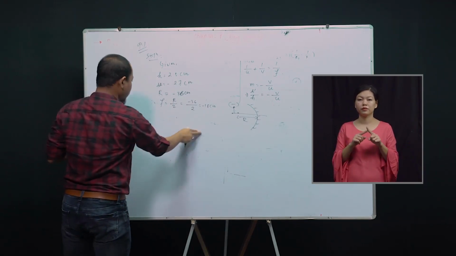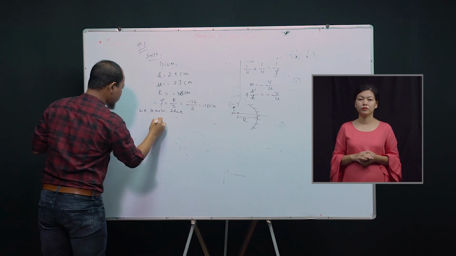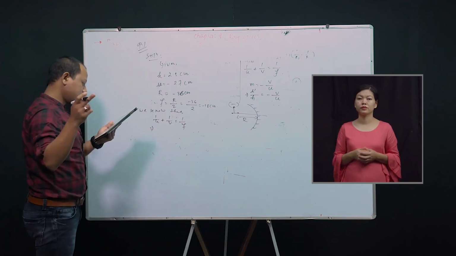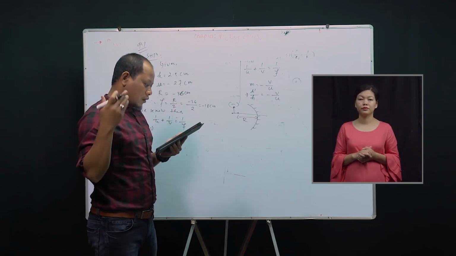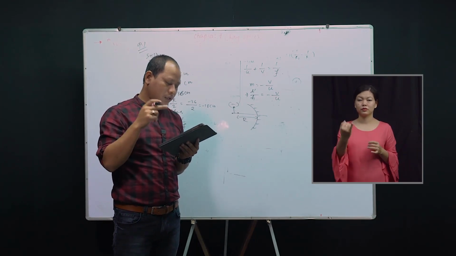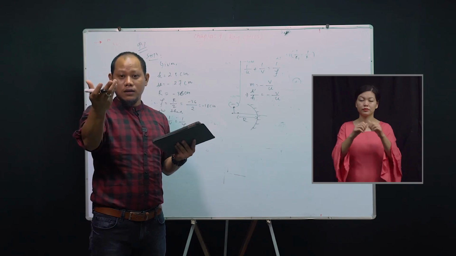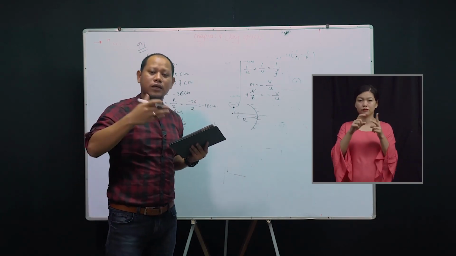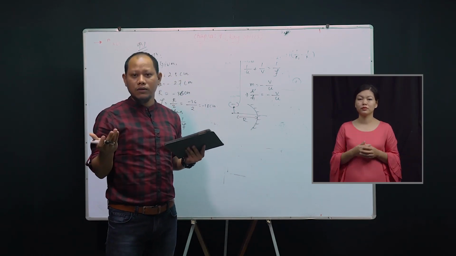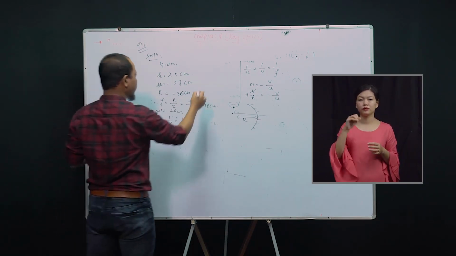So let's use the formula. We know that 1 by u plus 1 by v equal to 1 by f. So what do we have to find out? Listen to the question: at what distance from the mirror should a screen be placed in order to obtain a sharp image? They are asking at what distance we have to place the screen to get the image. It means that indirectly they are asking for the image distance, since the image will form only if we put the screen there. This is nothing but the image distance, so we have to find the value of v.